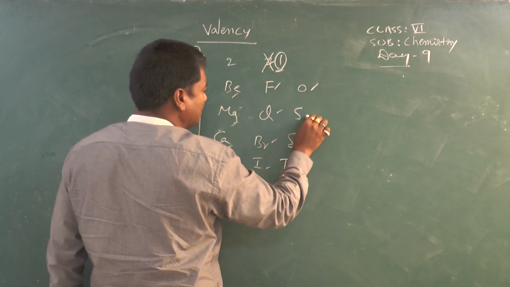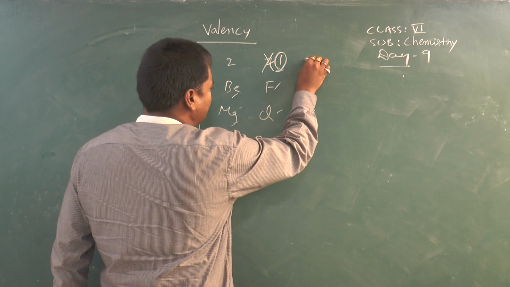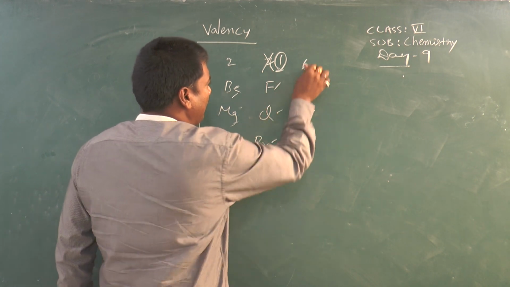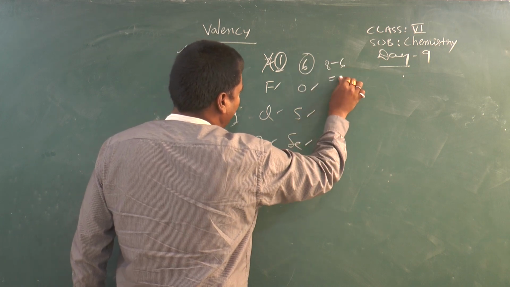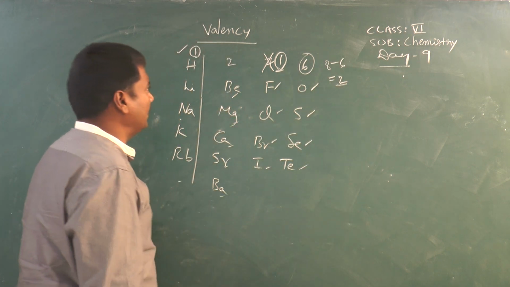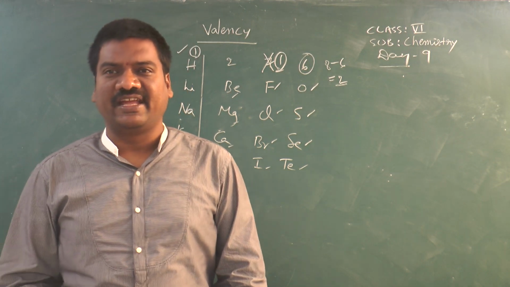Now oxygen, sulfur, selenium, tellurium and polonium: in the valency shell there are 6 electrons, but valency is not 6 here. It is 8 minus 6, which equals 2. Like that we can calculate the valency of specific elements. Okay, right, like that we can calculate it.